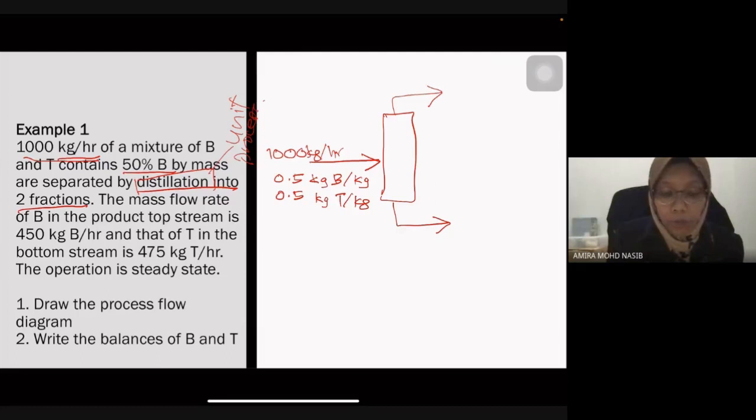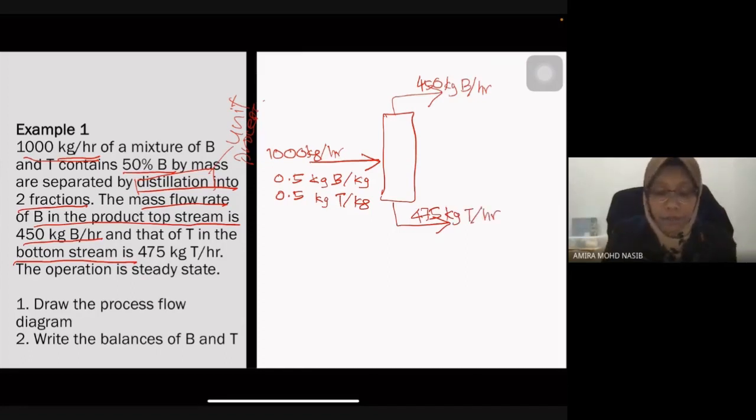The mass flow rate of B in the product top stream is 450, so we have 450 kilogram of B per hour. And T in the bottom stream, you have 475 kilogram T per hour. So basically this is the process flow diagram.